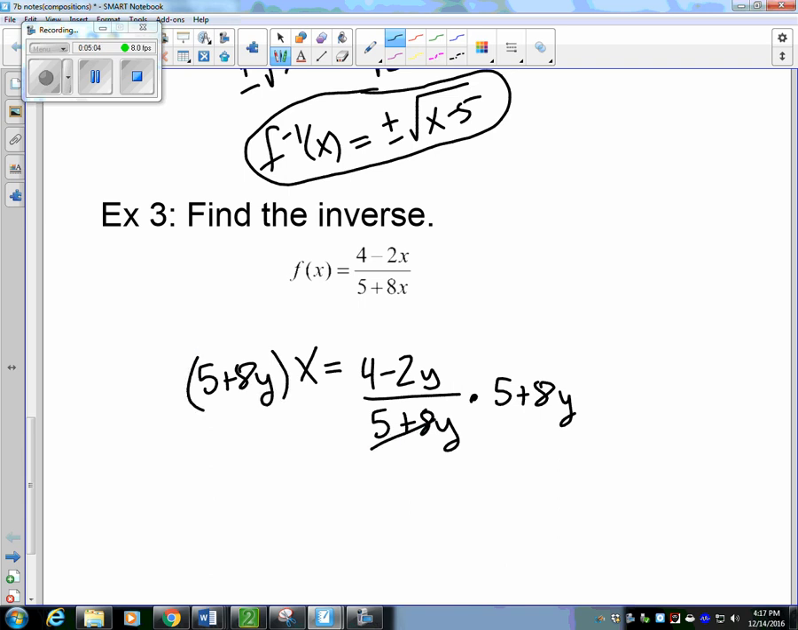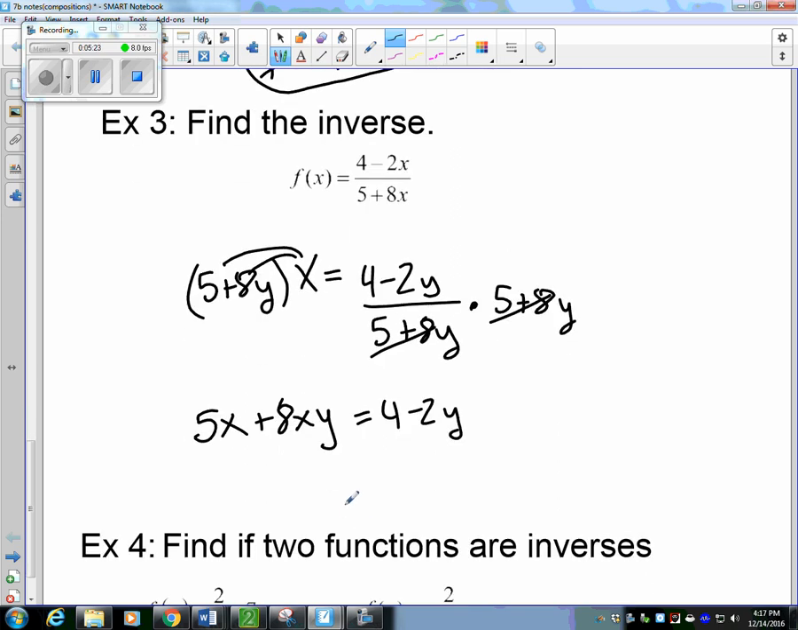These are going to cancel. Next, I'm going to distribute this x in. 5x plus 8xy equals 4 minus 2y. Sorry, to make more room.